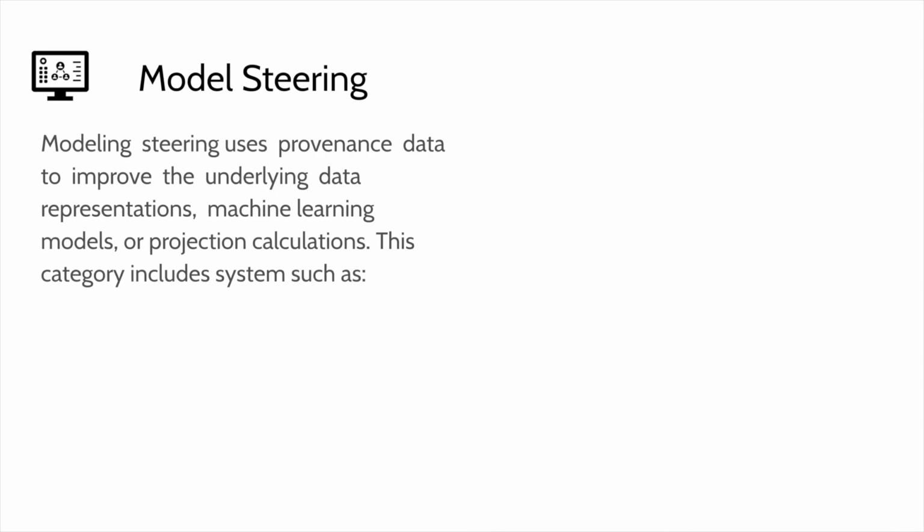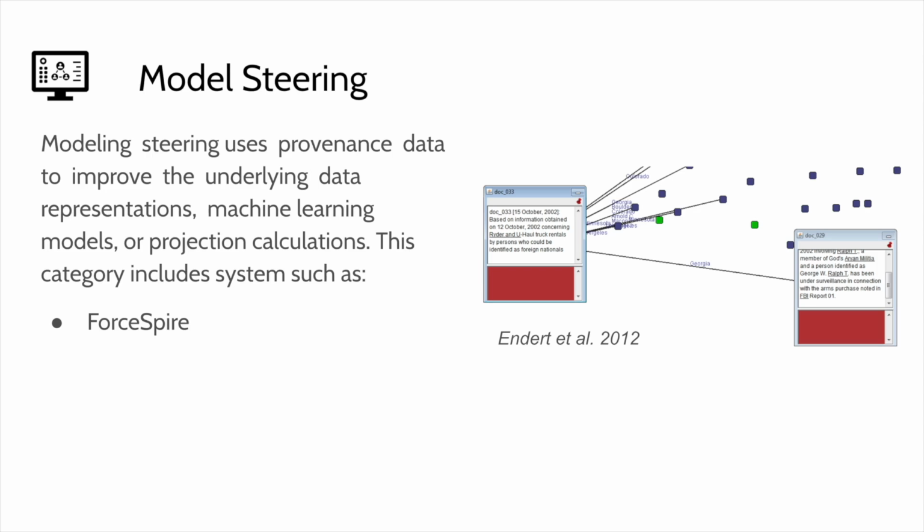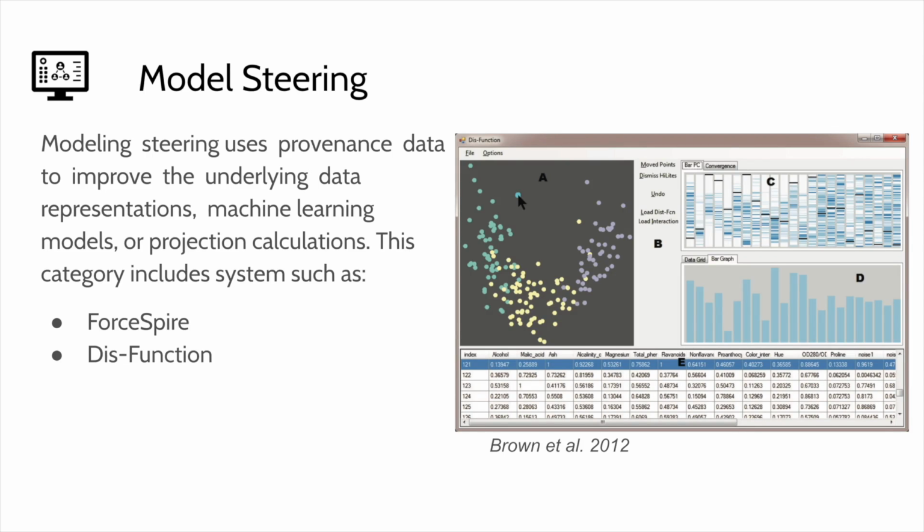Another category that we observed was model steering, and here researchers use provenance data to improve the underlying data representations or the machine learning models. This category includes systems such as ForceSPIRE that uses semantic interaction, and Dis-Function that uses direct manipulation to adjust the projection calculations for high-dimensional data space.